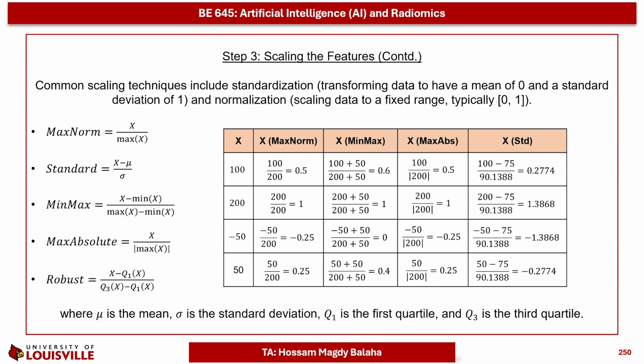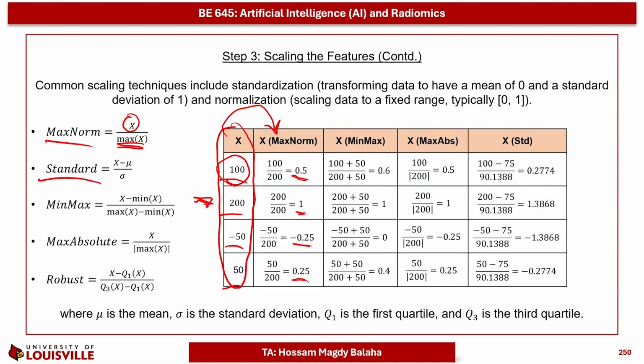Now let's assume the following example to understand how to calculate the different scaling techniques. We have a vector x here, 100, 200, -50, and 50. And we need to apply the max normalization. Max normalization is a division of each vector by the maximum of this vector. So the maximum value here is 200. So we will take each value here and divide it by 200. So 100 divided by 200 is 0.5. 200 divided by 200 is 1. -50 will be -0.25, and here positive 0.25. So the max normalization vector would be converted from this case to this case.